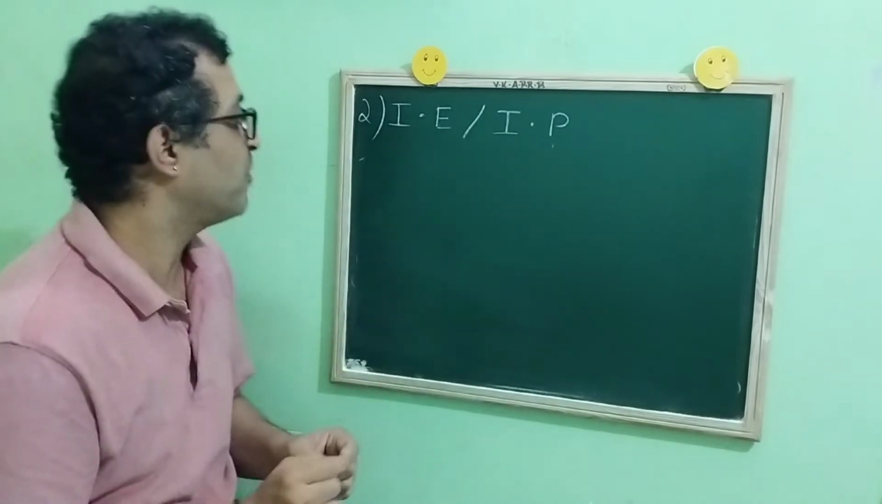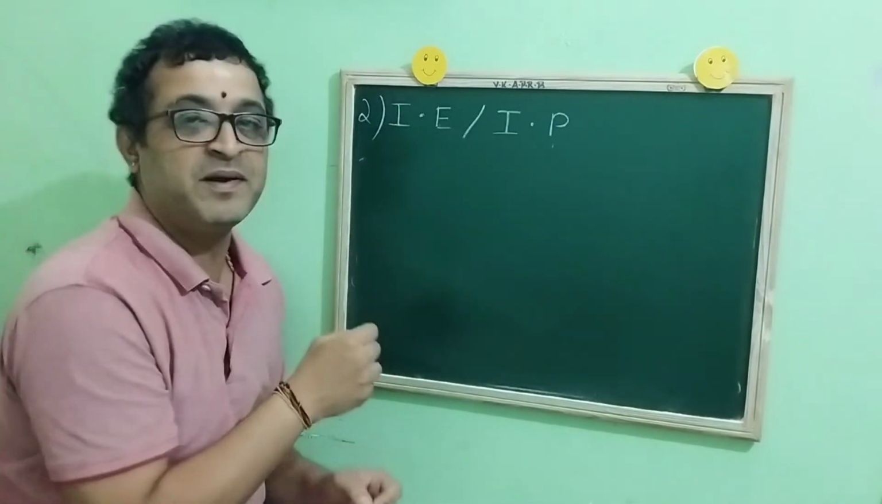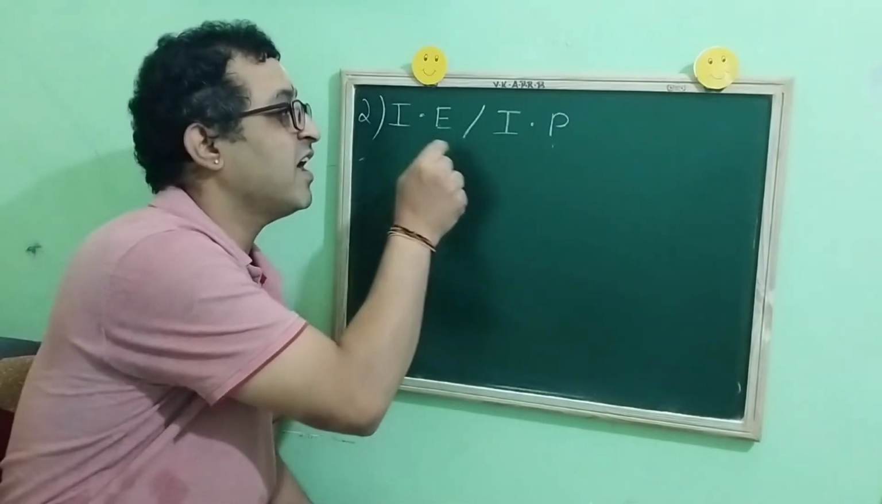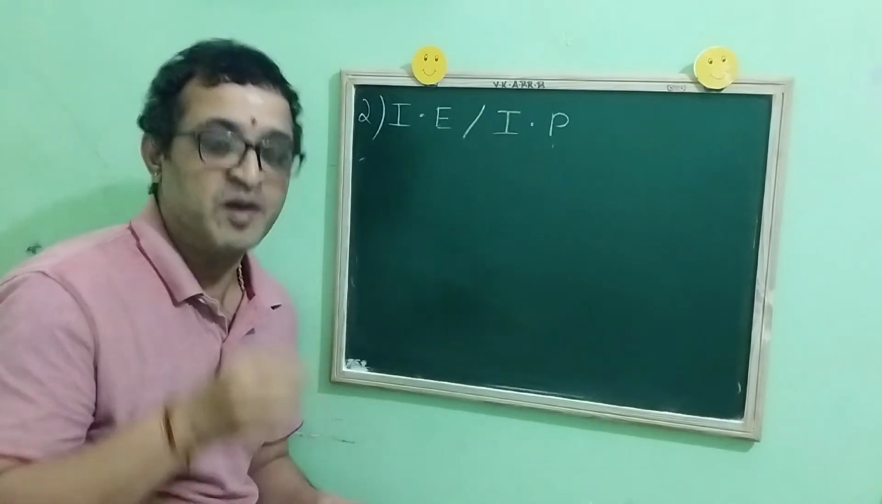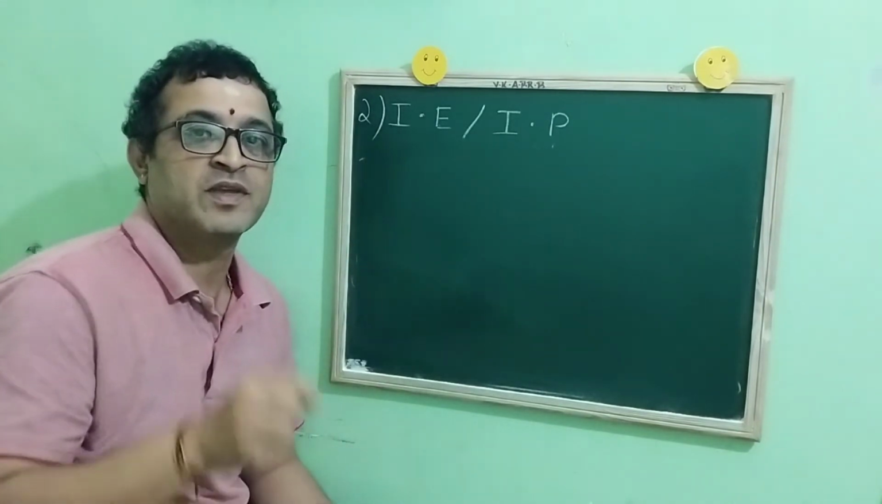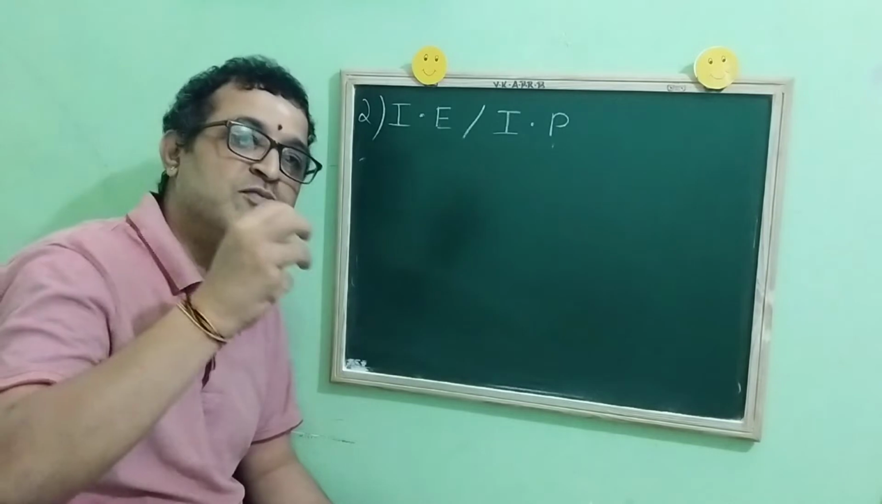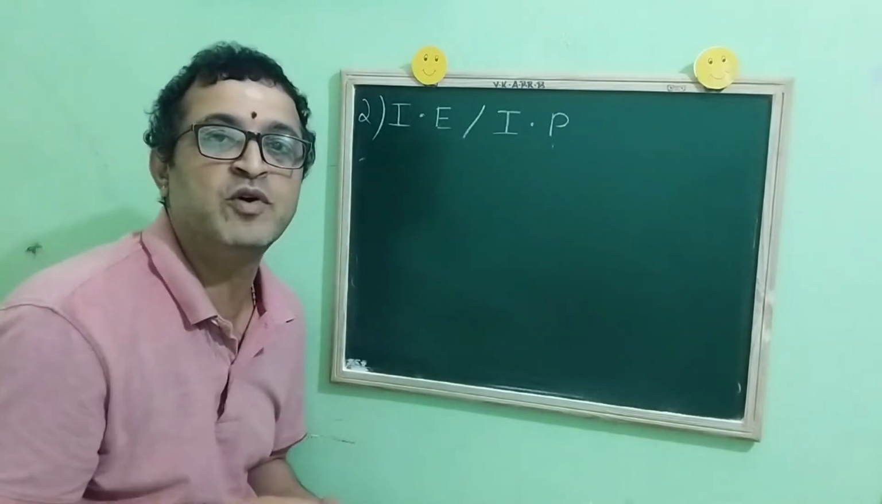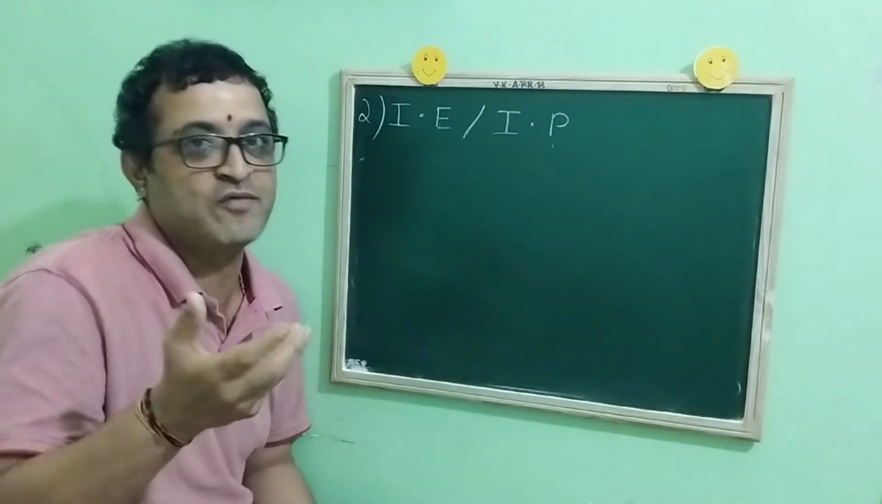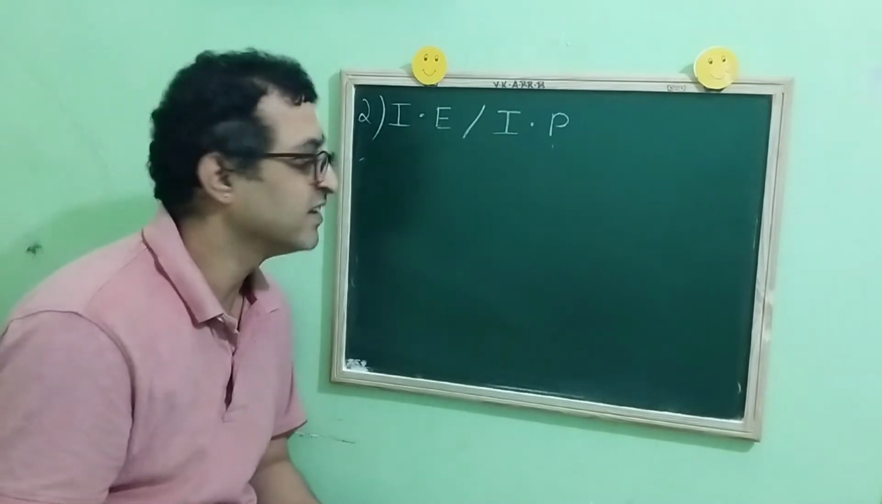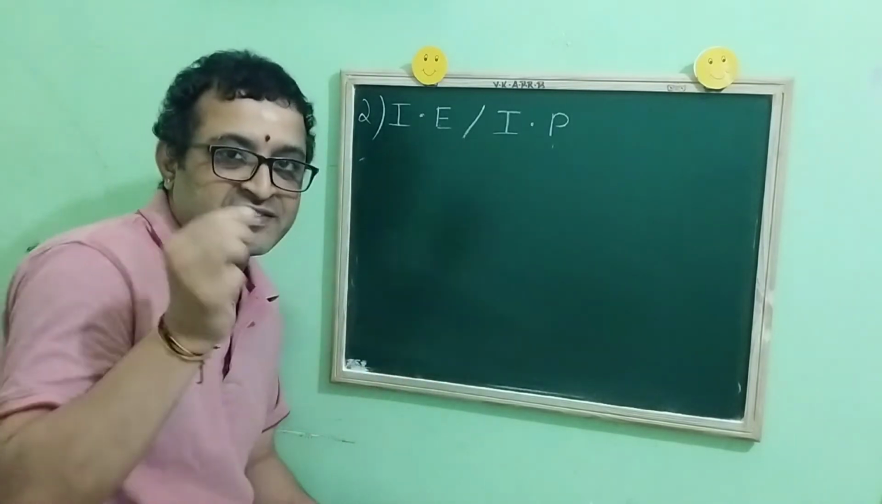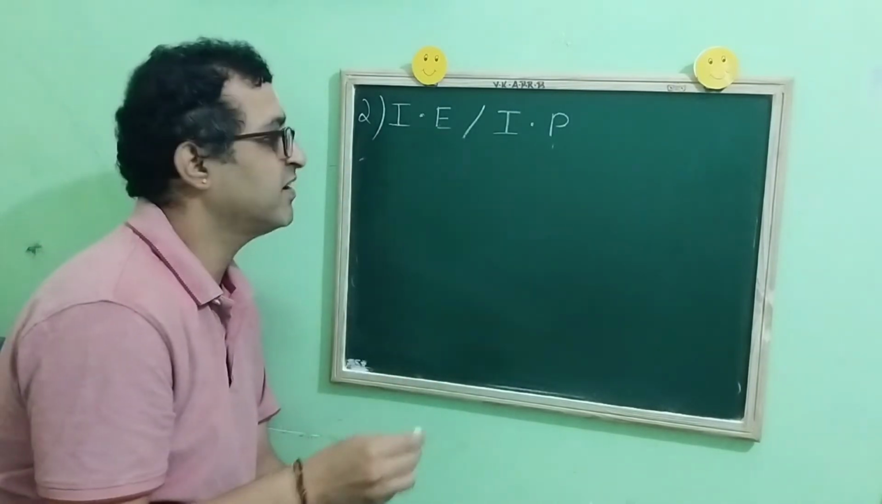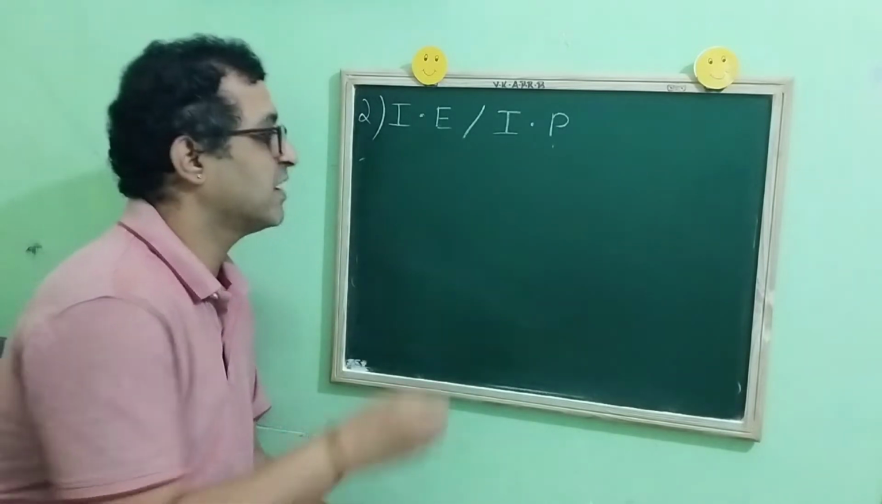Children, today's topic is the second periodic property, that is ionization energy or ionization potential. Children, we all know that out of metals and non-metals, who has more tendency to lose the electron? Obviously it is metals. Children, to make you understand the definition of ionization energy, we'll consider one simple example.